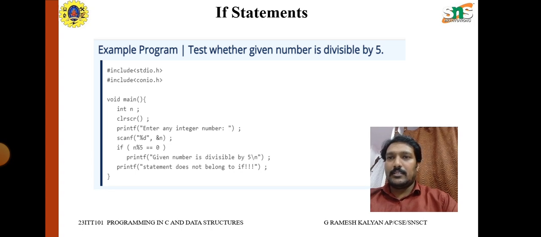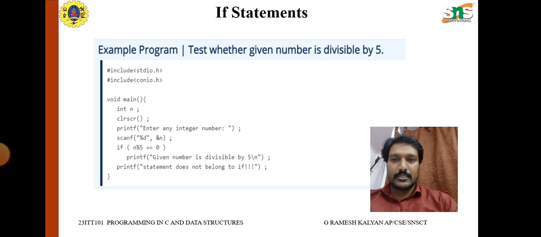This is an example. This program checks whether a given number is divisible by 5 or not. Initially we add the header files stdio.h and conio.h, and the void main function. We declare n, then the clear screen function. We get an integer input using the scanf function. Then we divide the number by 5, and if the remainder is equal to 0, that is, the number is divisible, the message is displayed. Otherwise the statement does not belong to if.